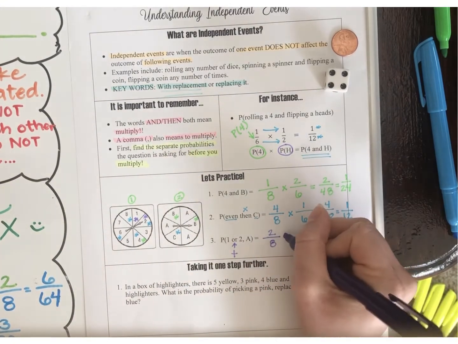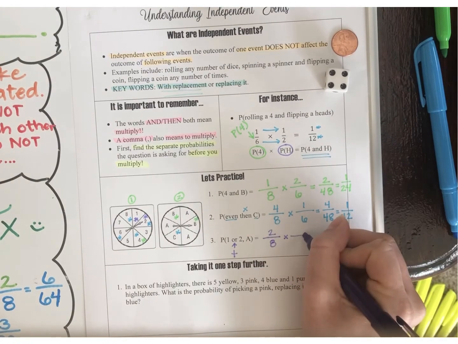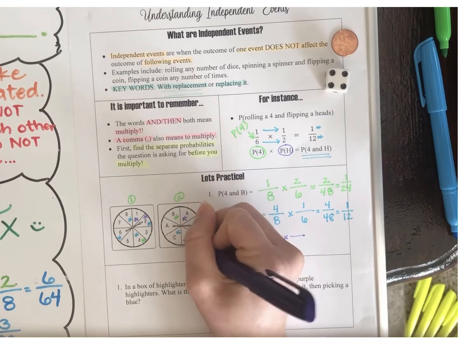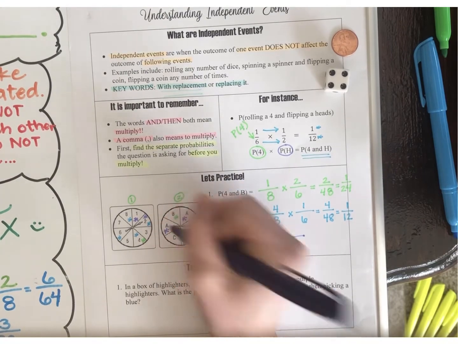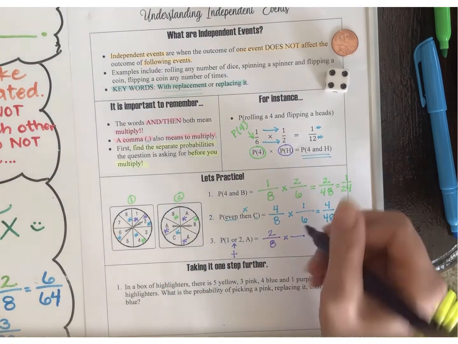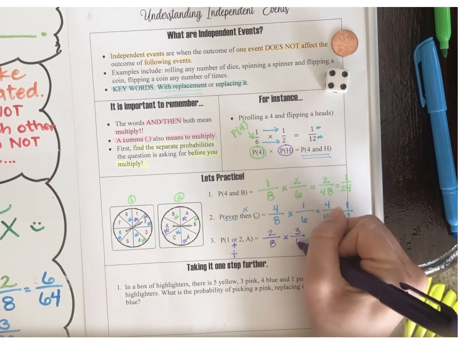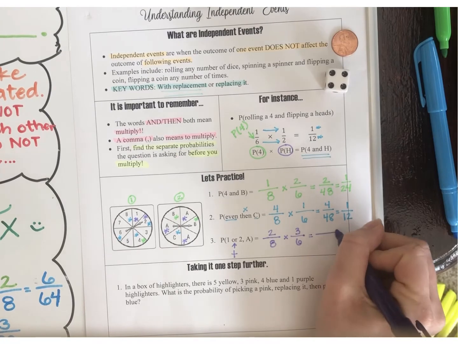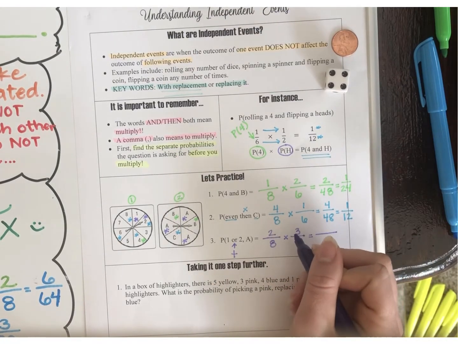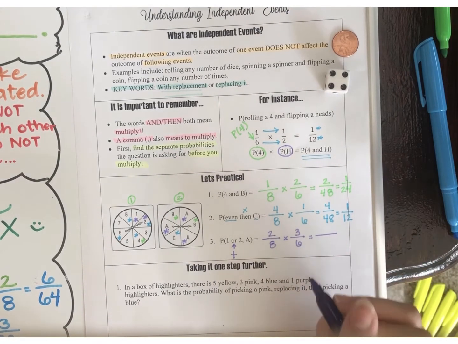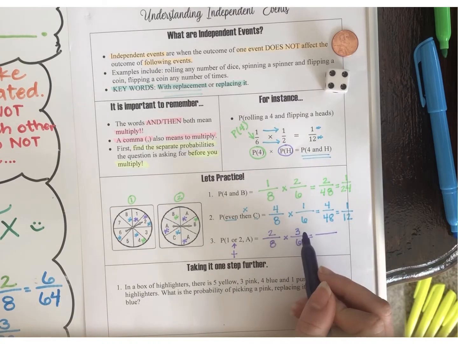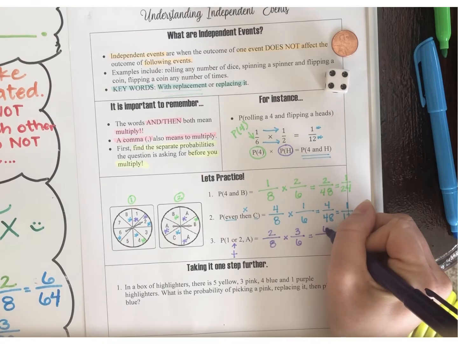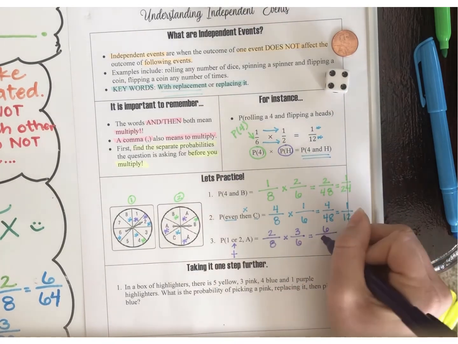Remember, our comma is another thing that means multiplication, and then we're looking at an A. On the second spinner, we have 3 sections listed as A. So that would be 3 out of 6. Then we multiply straight across. 2 times 3 is 6. 8 times 6, 48.